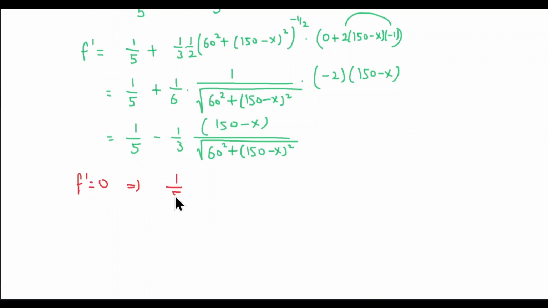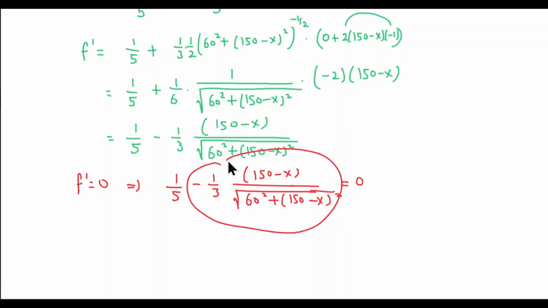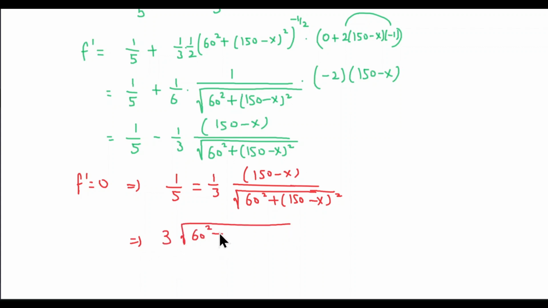So I'm going to get 1 over 5 minus 1 over 3, (150 minus x) over the square root of 60 squared plus (150 minus x) squared, is equal to 0. I hope you understand that I will bring this entire thing to the right side and it will just become positive. I'm going to cross multiply, so it will look like 3 times the square root of 60 squared plus (150 minus x) squared is equal to 5 times (150 minus x), correct?